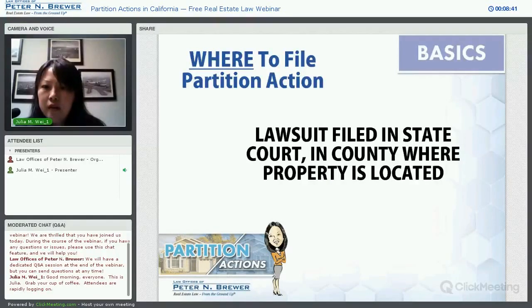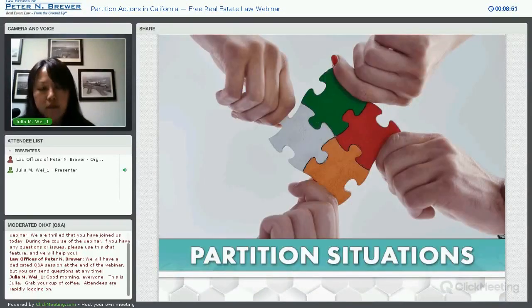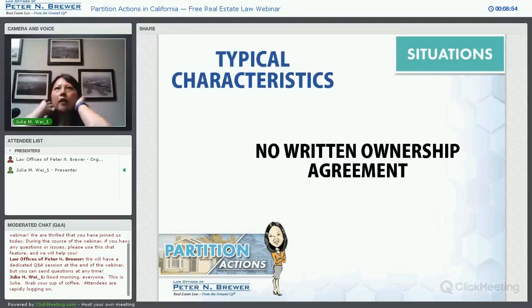So when you start your partition, it's a state court lawsuit. We just file it in the county where the property is located. And what we see is that the parties haven't really put in writing anything. I mean, you might have a very serious exchange of emails about what to do about the property, but probably before acquiring the property, there wasn't a written ownership agreement about people's respective rights to the property and who was going to pay for what and how they were going to use it. So that's a common characteristic of what starts off the likelihood of a dispute and need for partition action.